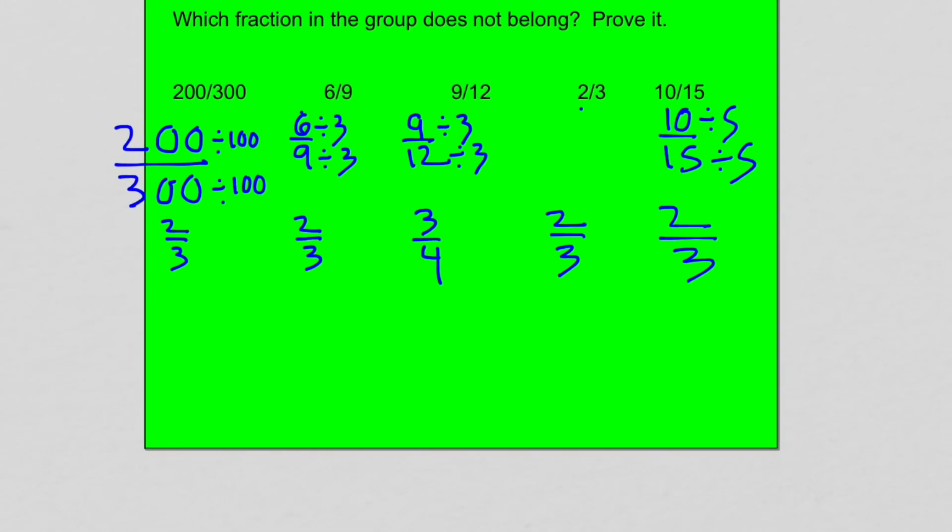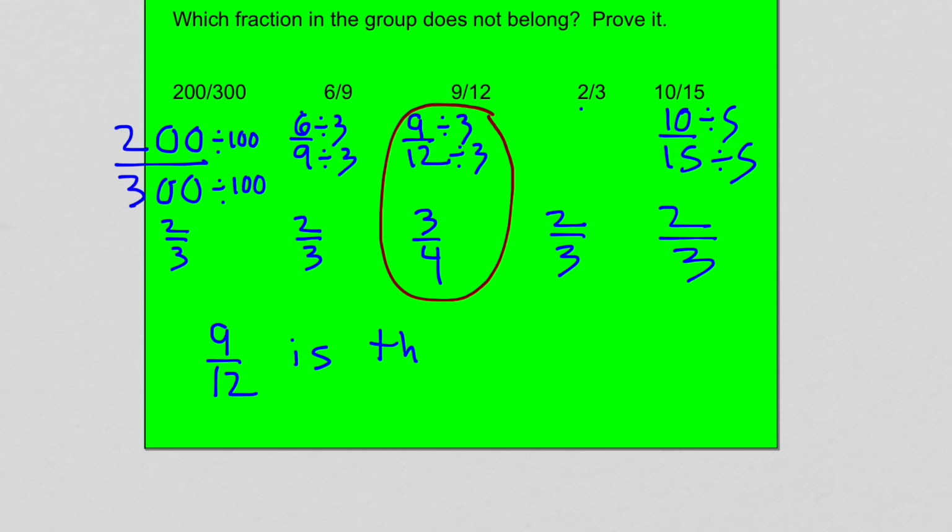So it's 9 over 12, which is not equivalent to the rest of them because in lowest terms it's 3 out of 4. Now I should answer that. 9 over 12 is the only fraction equal to 3/4.